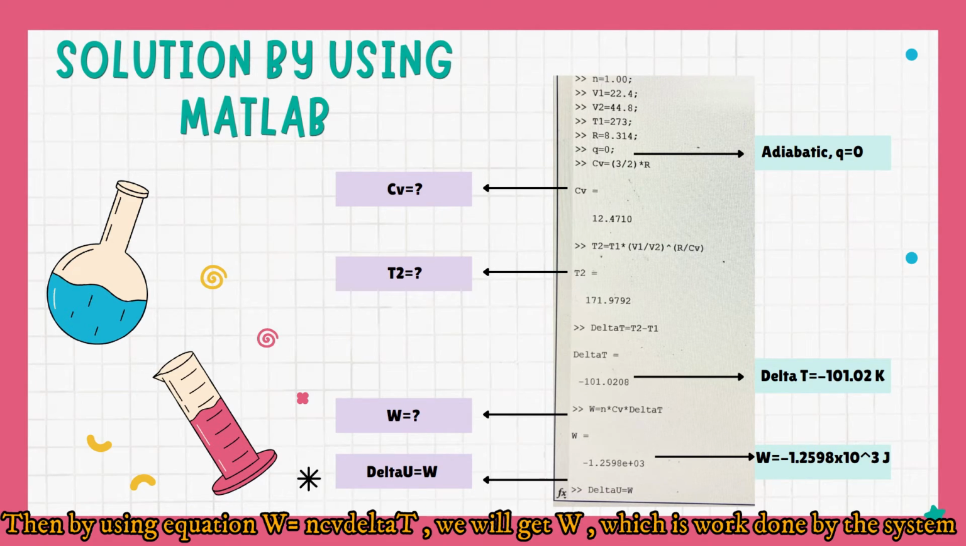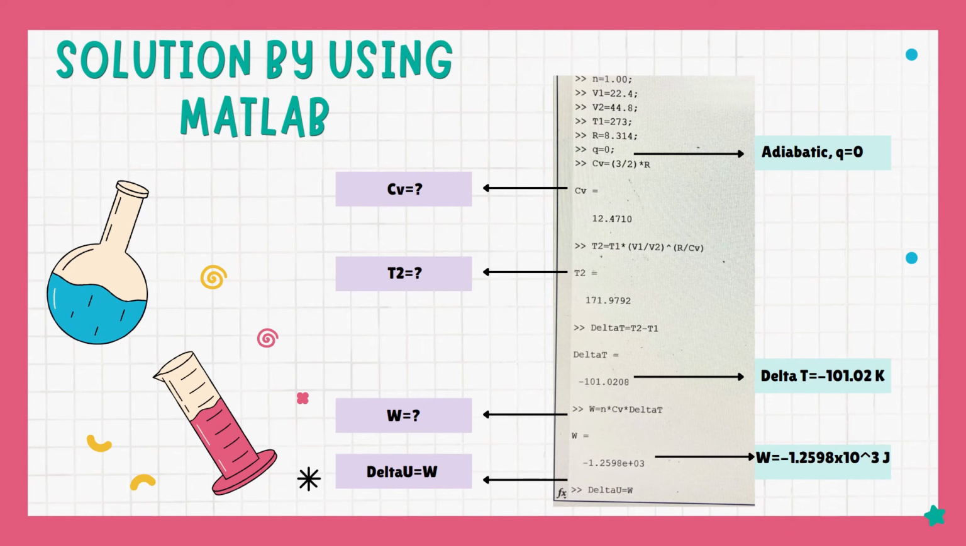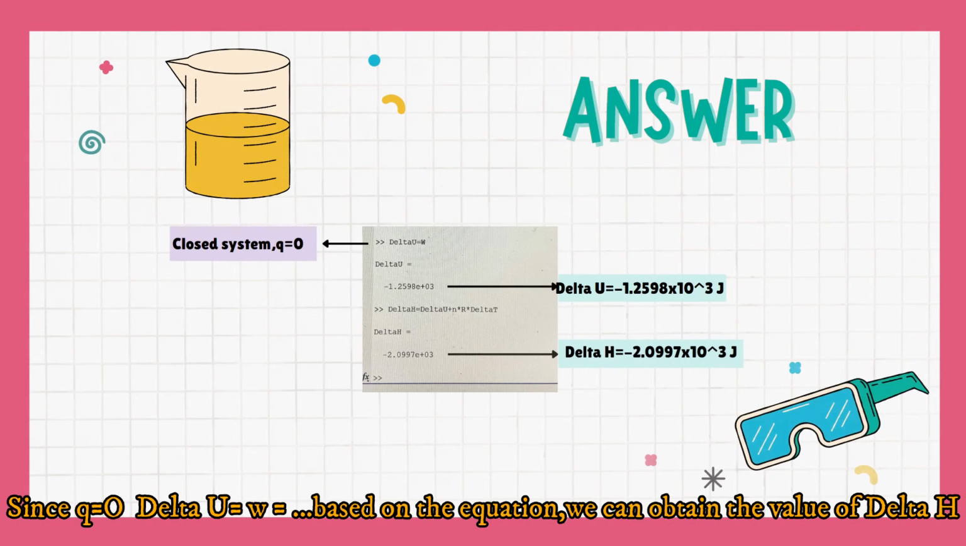Then by using the equation W equals n Cv delta T, we will get W, which is the work done by the system. Since Q equals 0, delta U equals W. Based on the equation, we can obtain the value of delta H.